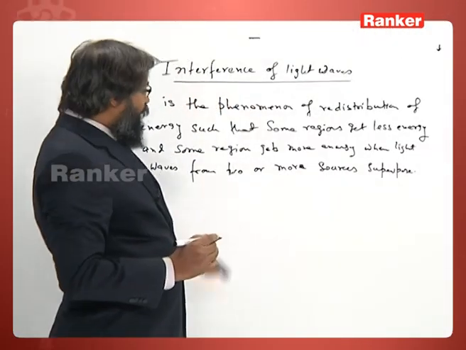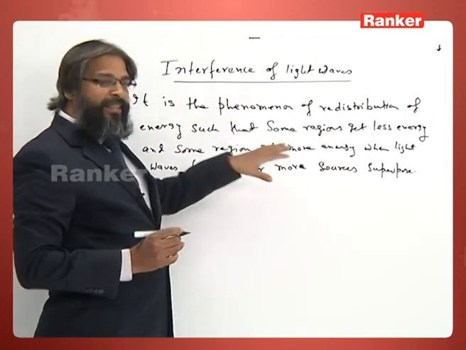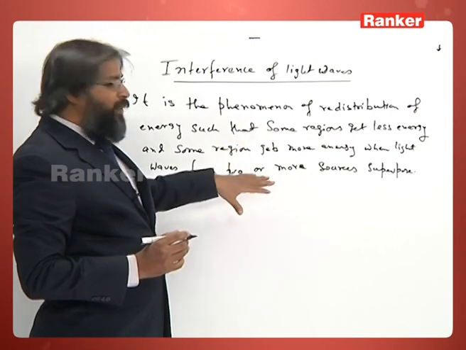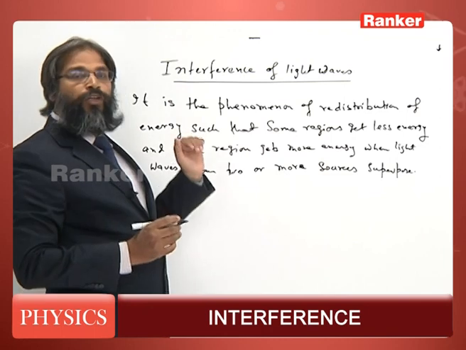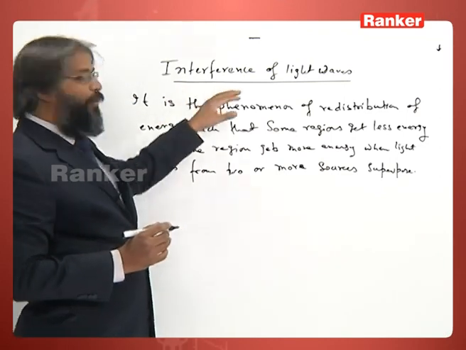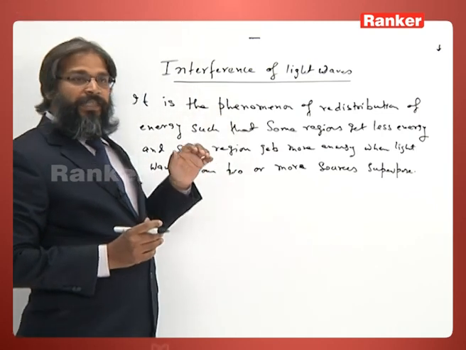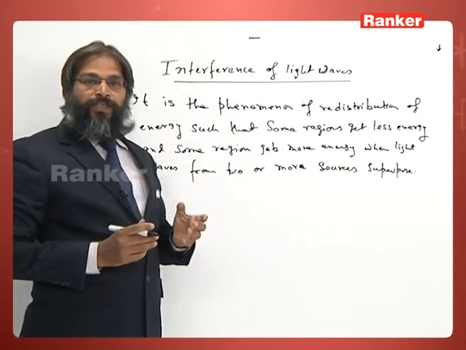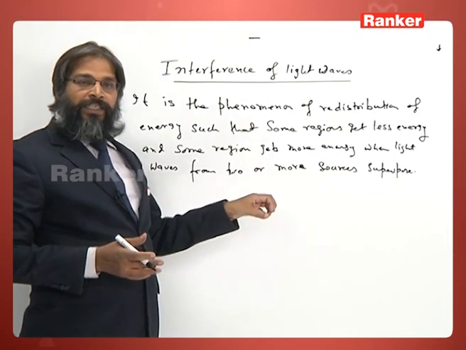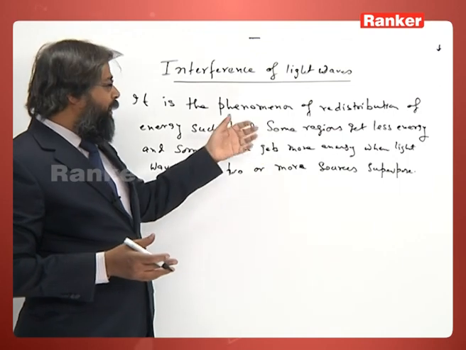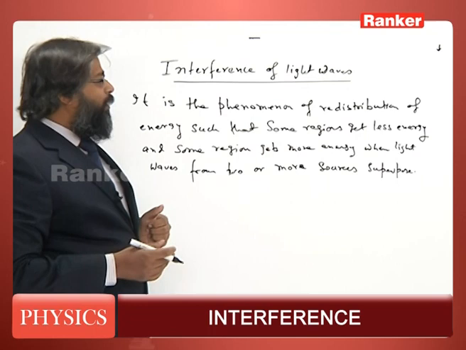So, when light from two or more sources arrive at a place, then in that region some regions will get more energy and some get less energy. This phenomenon is called interference of light. Now, here energy is not created, not destroyed, it is just distributed. So, the region which gets no energy, the energy from that is distributed in the region where there is more energy. So, this is what interference of light waves is.